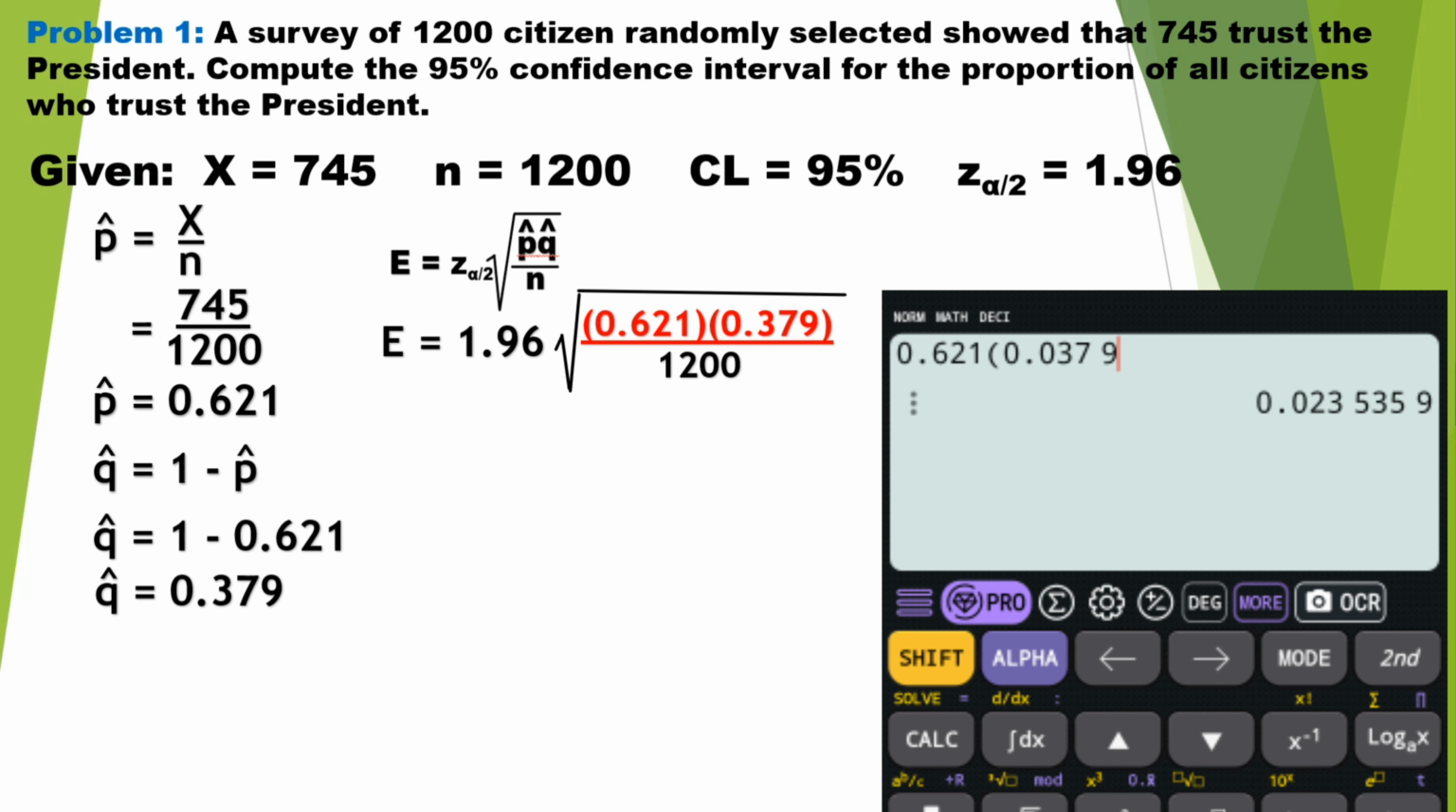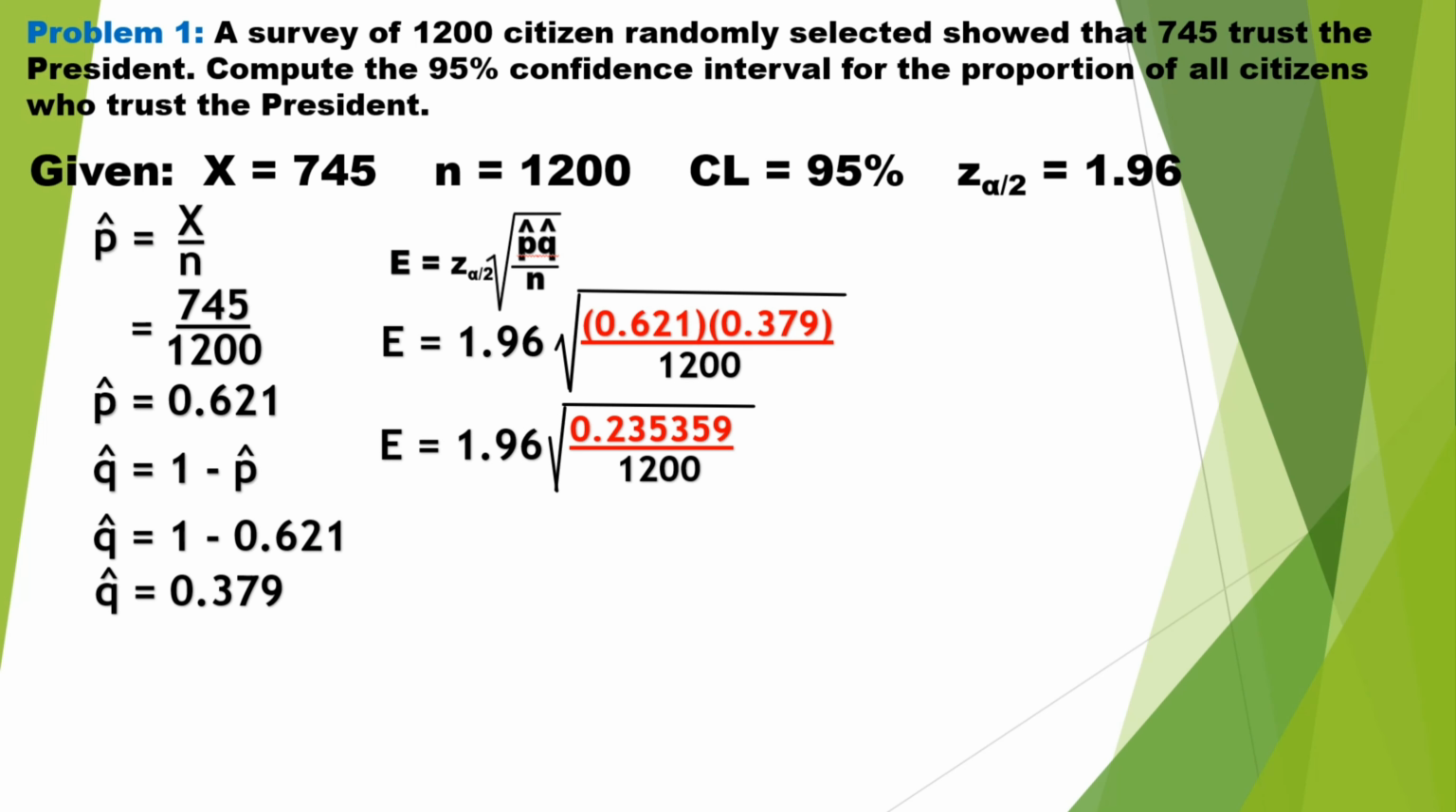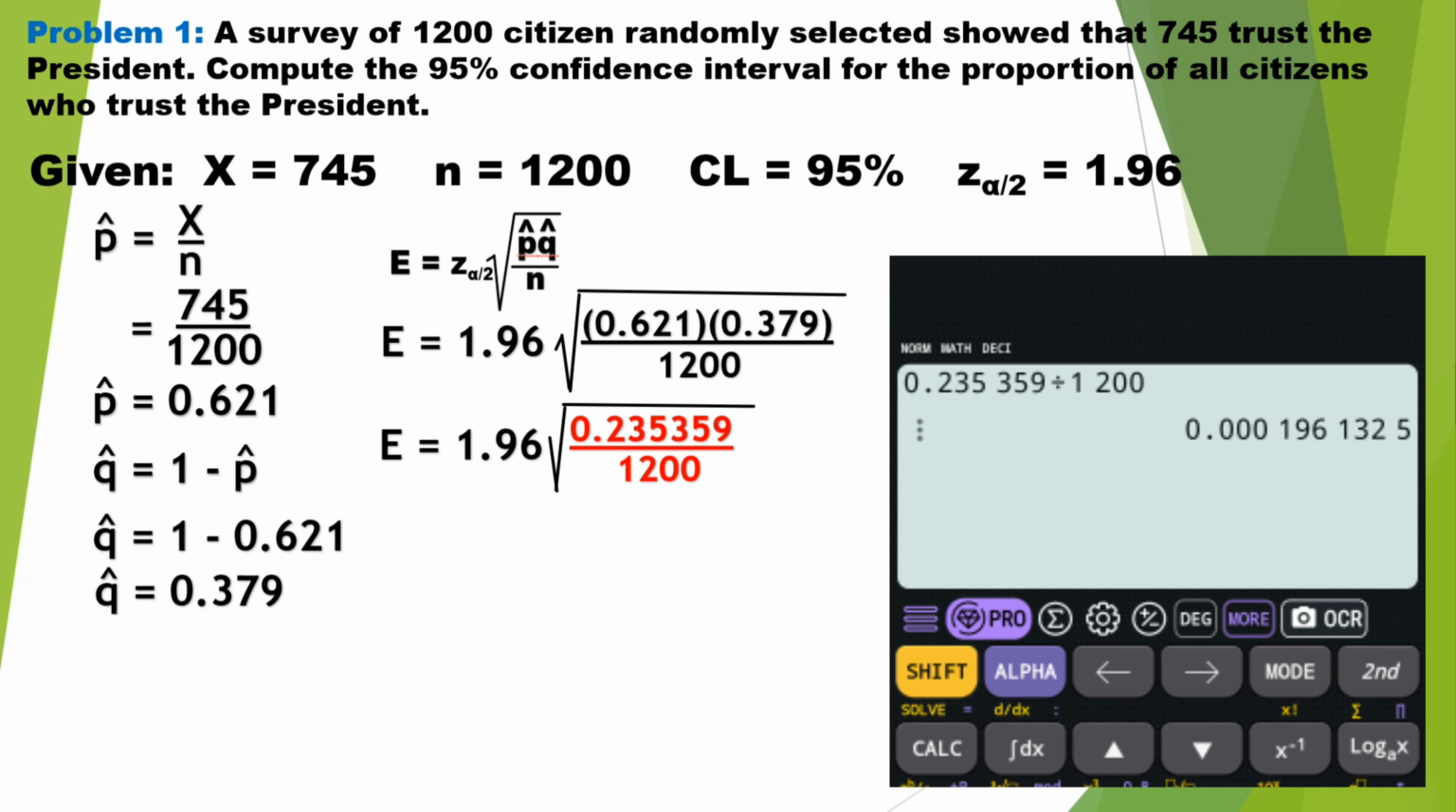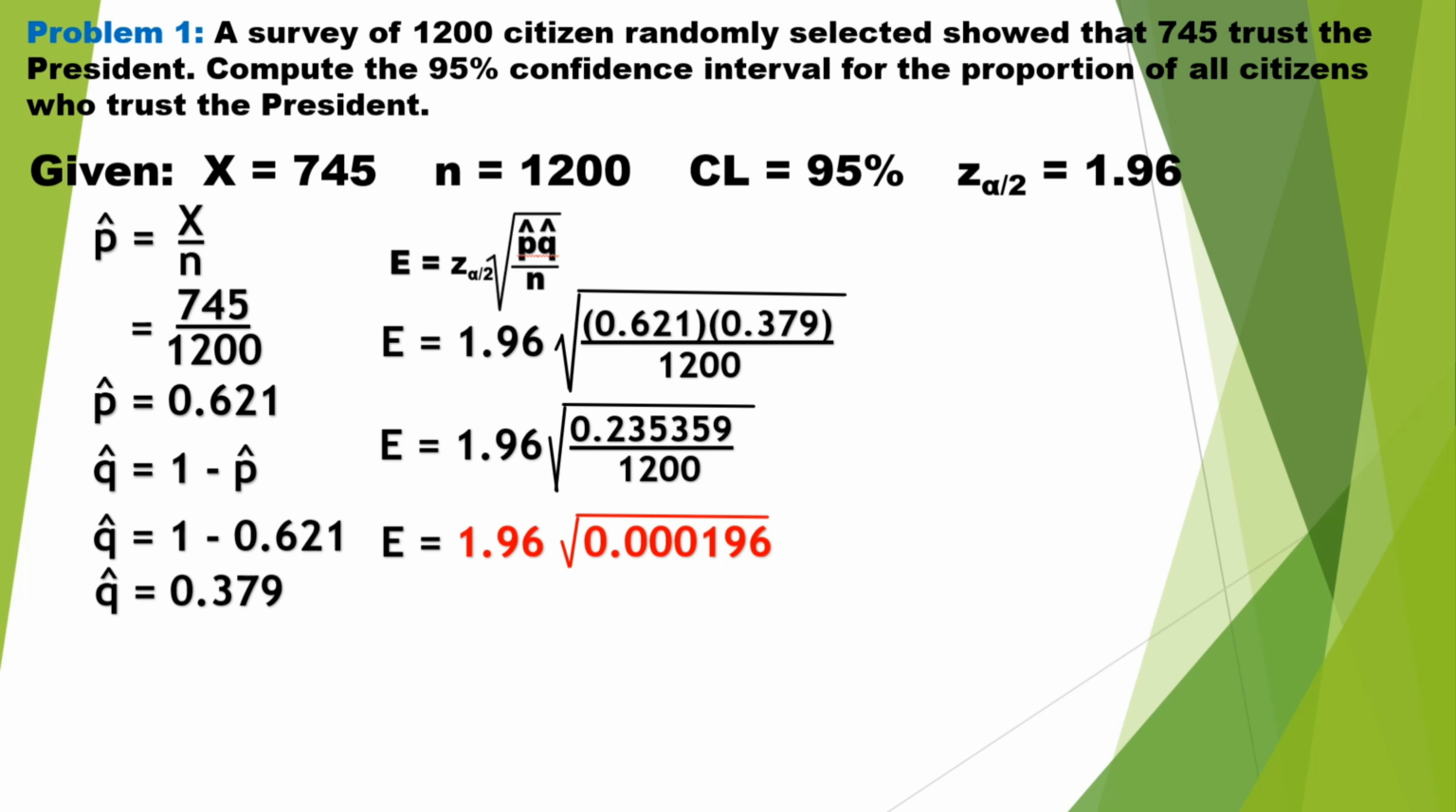0.621 multiplied to 0.379 is equal to 0.235359. Dividing its result to the number of sample size, which is 1,200, its quotient is 0.000196. Continue. Multiply square root of 0.000196 to 1.96. Its product is 0.027, and that is now the margin of error for this particular problem.